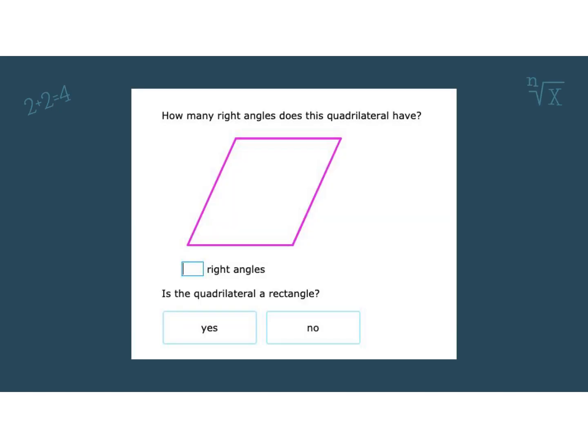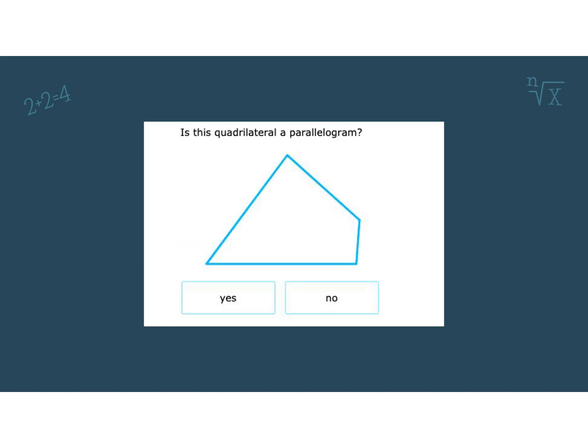All right, so how many right angles does this quadrilateral have? We look in the corners. There are none of the boxes letting me know that it's a right angle, and none of these look like 90 degrees, so it's 0. So is it a rectangle? No, it is not.